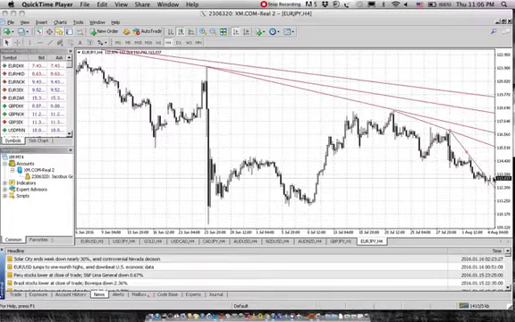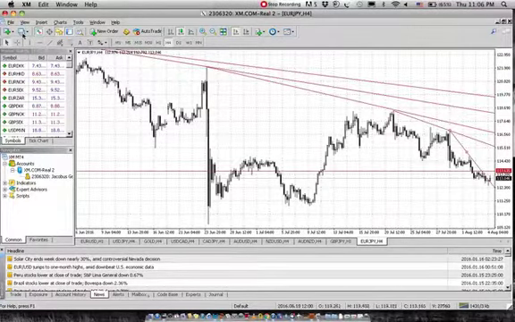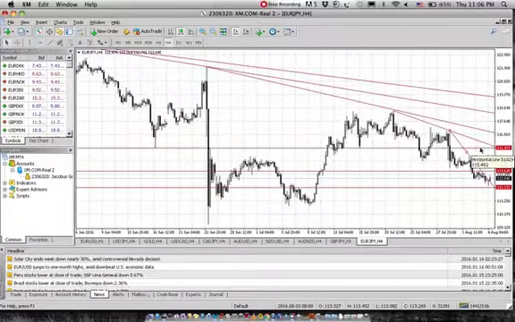My expectation is that the market would actually now start moving towards this trend line over here, and a possible trading opportunity, should that move continue, would be to enter the market long just above that level over there with a stop loss there and a take profit just below this trend line over here.